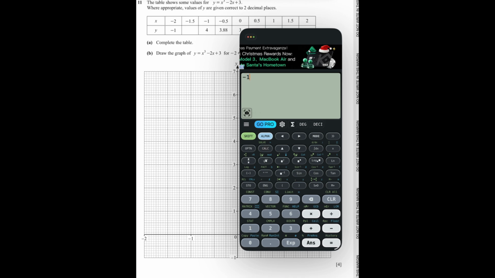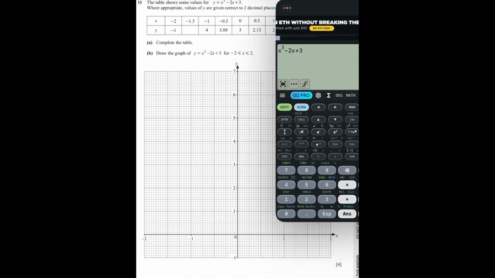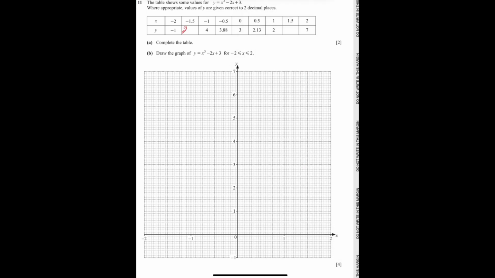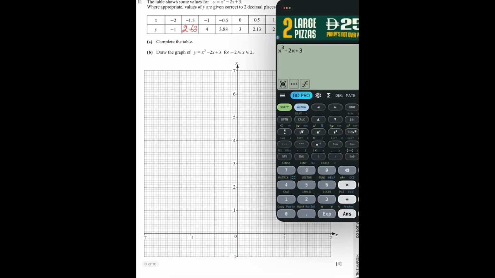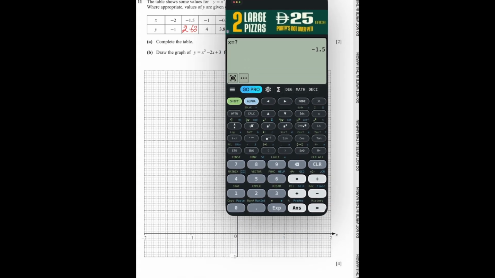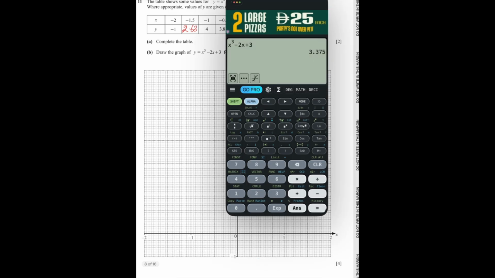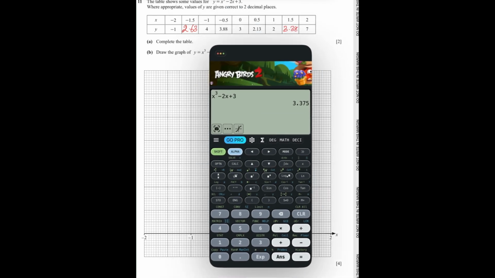Calculate minus 1.5. So my answer should be 2.63, because all the answers should be to what? You can see the answers are to 2 decimal places. So that is 2.63. Okay, so the next thing I'm going to do now is calculate 1.5. That gives 3.38. Then the last one I'll do now, calculate. Yeah, I think that's it. Yeah, there are only two.